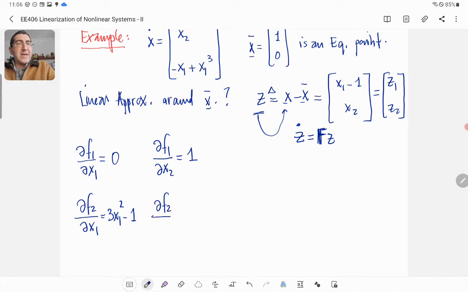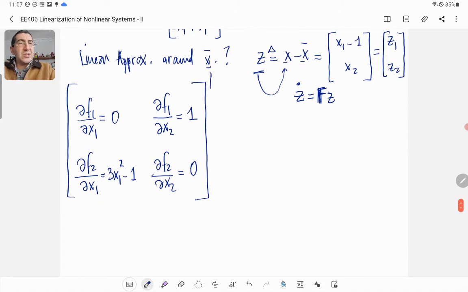And finally, df2 over dx2, since there is no x2 term in the second expression, we will still get a 0 here. Now, that is my Jacobian matrix. But remember that the Jacobian matrix is the set of derivatives, and the derivative needs to be evaluated at x equal to x bar, the equilibrium point, which is 1, 0. So x1 needs to be equal to 1 and x2 needs to be equal to 0.